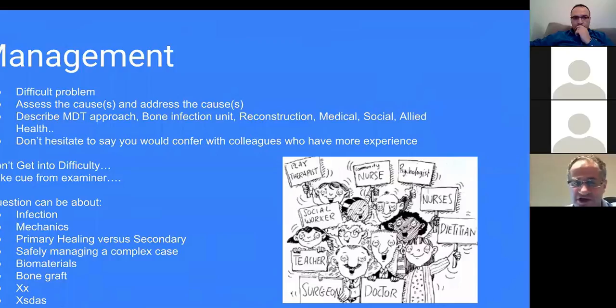Safely managing a complex case? It could be about biomaterial, bone grafting, and I've put in lots of letters in there to say it could be anything. The question can go in any direction they wish it to go, but take your cue from the examiner and don't get yourself into difficulty by going into fine details. Trust me, stay in the basics, keep it simple.